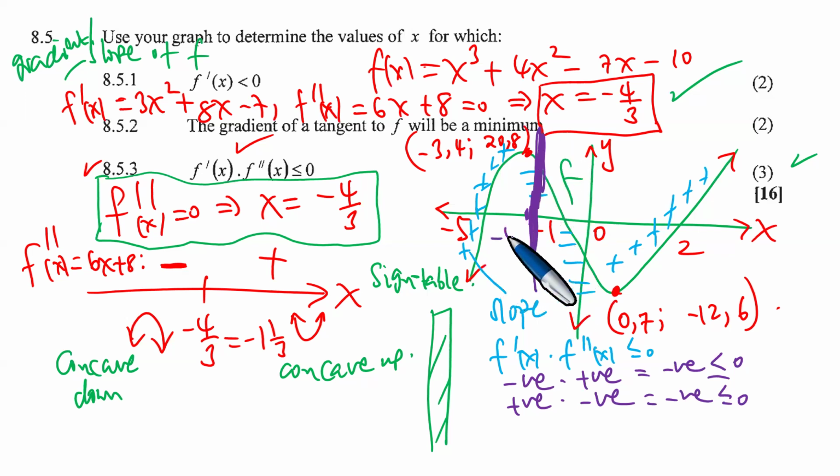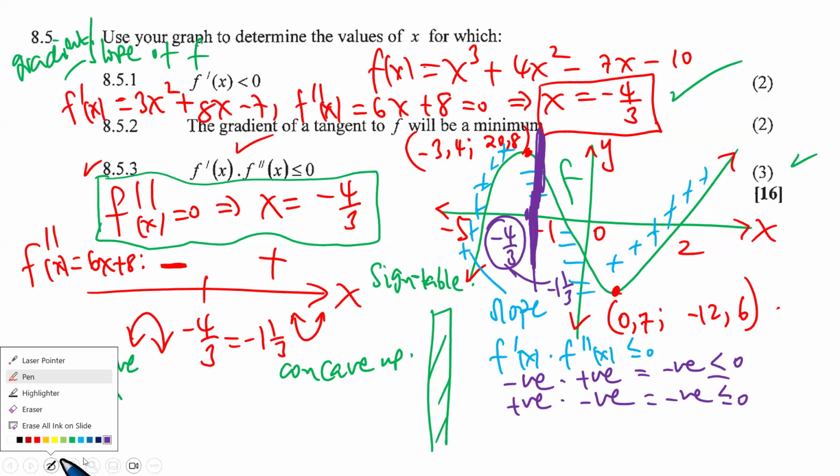Okay, which is minus 4/3. So the minus 4/3, which is, this is minus 1, and therefore this one would be like minus 1 1/3. Okay, now we shall have a way to just quickly see that.